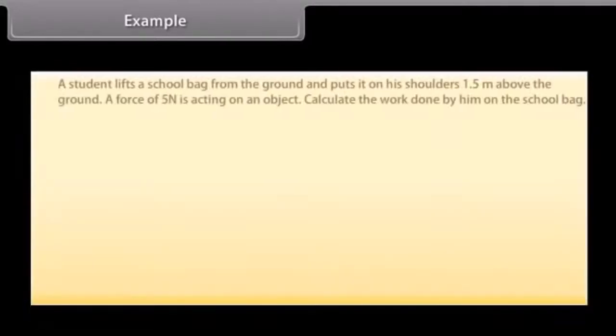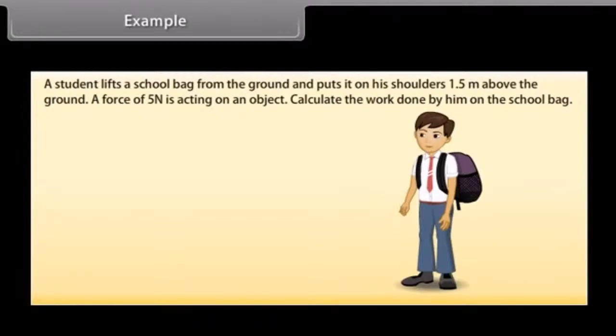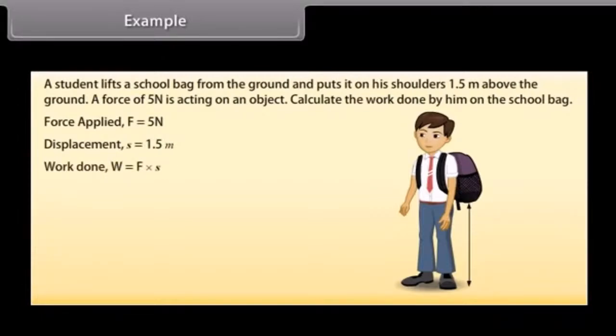Example. Let's now find the work done when force applied and displacement is given. A student lifts his school bag from the ground and puts it on his shoulders, 1.5 meter above the ground. A force of 5 Newton is acting on an object. Calculate the work done by him on the school bag. We can see that here force applied is 5 Newton and displacement S is 1.5 meter. We know that work done is equal to force into displacement. Therefore, we get work done is equal to 7.5 Newton meter or 7.5 joule.